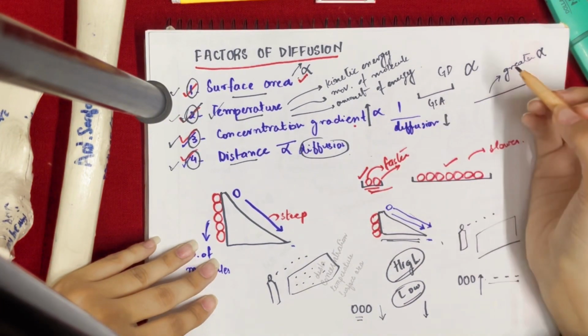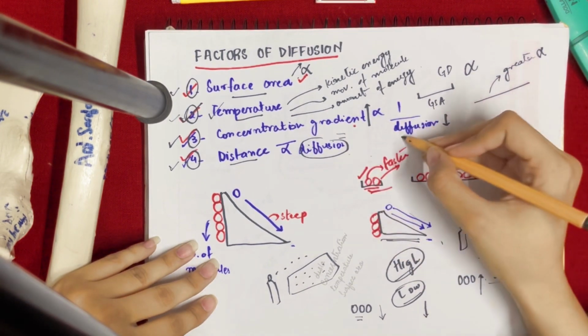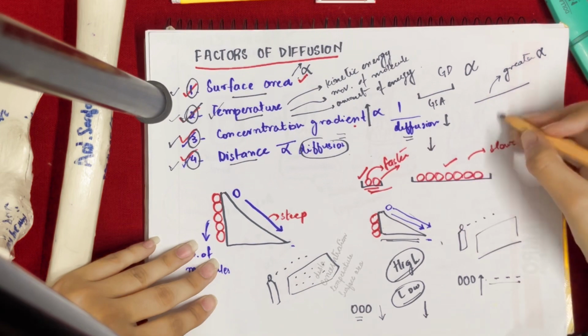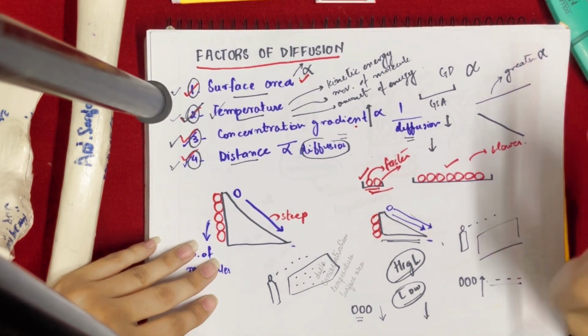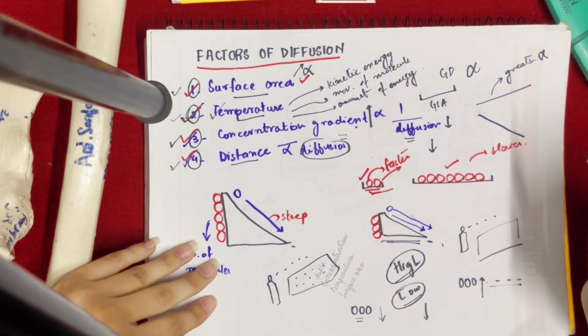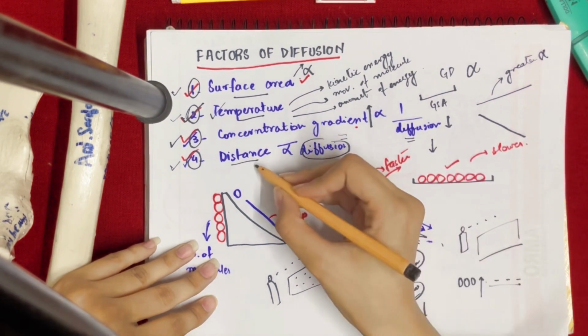Now let's talk about the concentration gradient. Whenever there is a greater concentration, the rate of diffusion would be lower. The steeper the gradient, the lesser would be the rate of diffusion. This is all you need to learn about the concentration gradient's relation with diffusion. Number four is the distance.